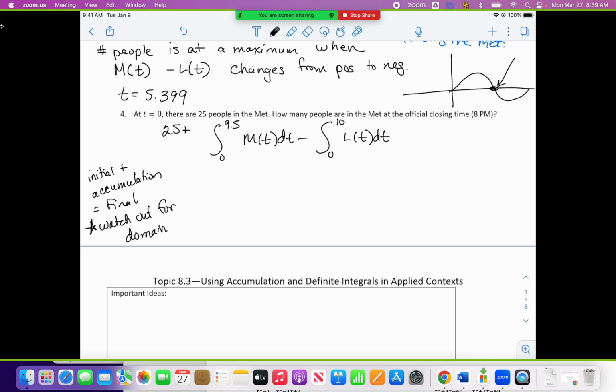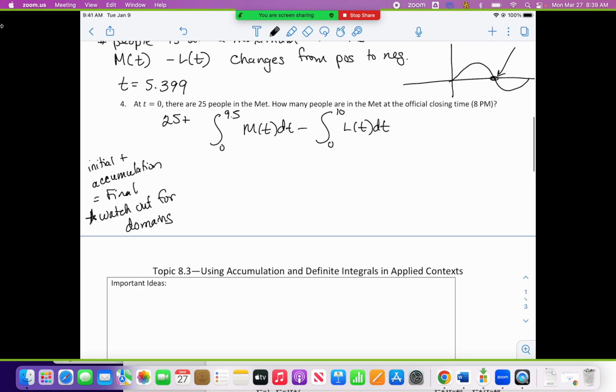And watch out for domains. They love to do this on the AP exam, where students are going to do one integral and go 0 to 10 of M of t minus L of t and get the problem wrong. So now here's the beauty of what we did, and we should have done this at the get-go, but better late than never. So now watch what you can do.